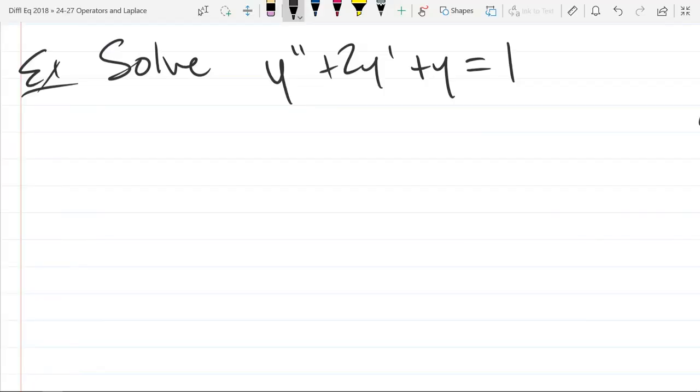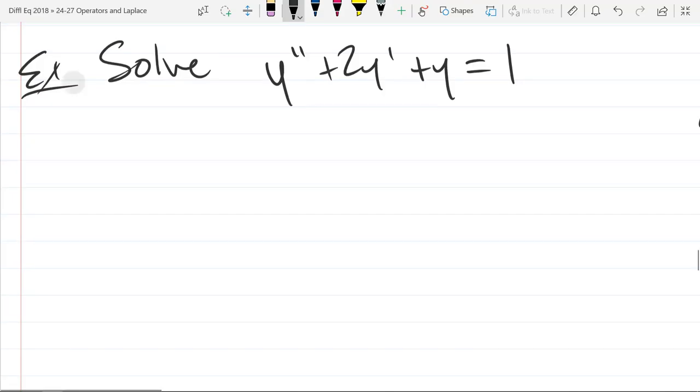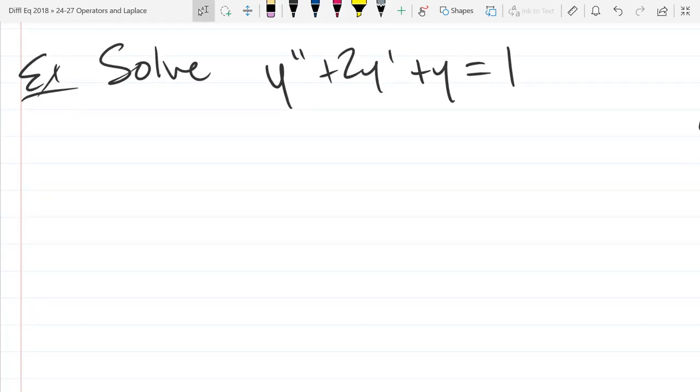So we're going to solve this ODE. How many initial conditions? Remember, we have to have initial conditions if we're going to use the Laplace method. So how many initial conditions will I need? Two. How do you know? Because it's second order. You need basically one for each derivative. So we have y of 0 is 2 and y prime of 0 is negative 2.